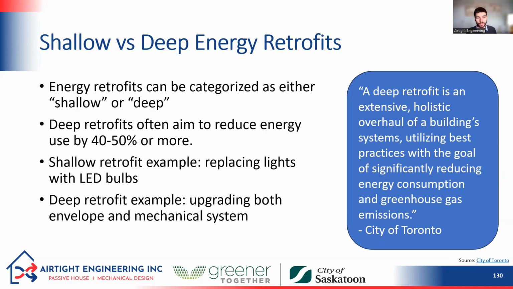So an example of a shallow retrofit would be replacing a light bulb with an LED. There we go. There's a shallow retrofit right there for you. A deep energy retrofit could be upgrading both the envelope, so adding some insulation maybe, and the mechanical system, and putting in a new furnace that's perhaps smaller than the old one. So that would be more of a deep energy retrofit.